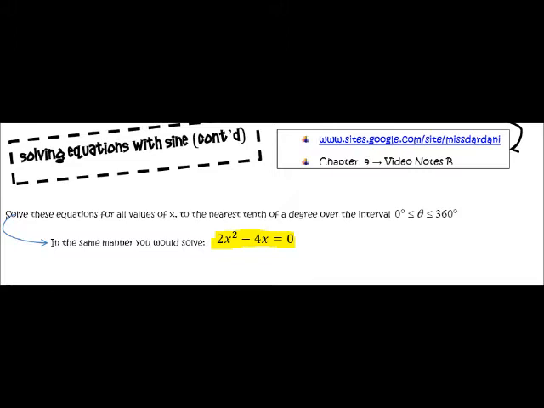If you were to attempt to factor and solve this quadratic, 2x squared minus 4x equals 0, you would look at this and take out a GCF. 2x is the biggest thing that can factor out of 2x squared and 4x. When you take a 2x out, you're left with x minus 2. At this point, each of the factors gets set equal to 0, and then you continue to solve. So x equals 0, and x equals 2. 0 and 2 would be the solutions for this.